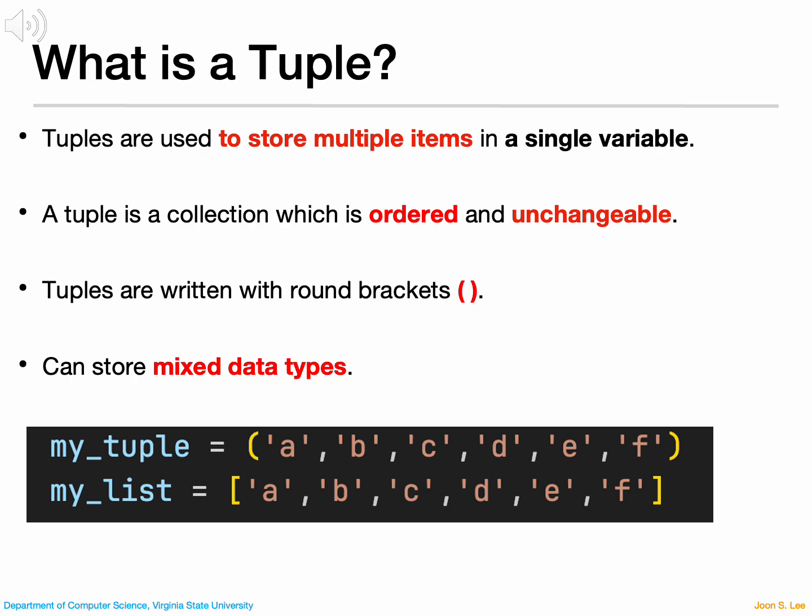Tuples are written using round brackets, unlike lists, which use square brackets. For example, here we have two variables. my_tuple uses parentheses, while my_list uses brackets. Both hold the same values, but my_tuple cannot be modified. You can't add, remove, or change elements in it. Finally, just like lists, tuples can also hold mixed data types: numbers, strings, or even other tuples altogether.